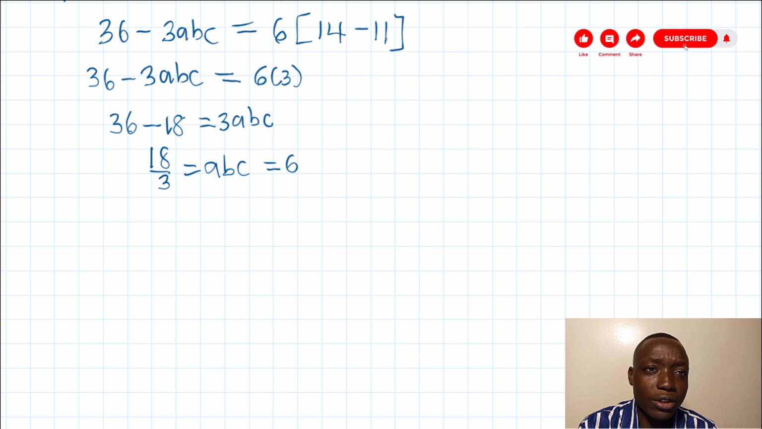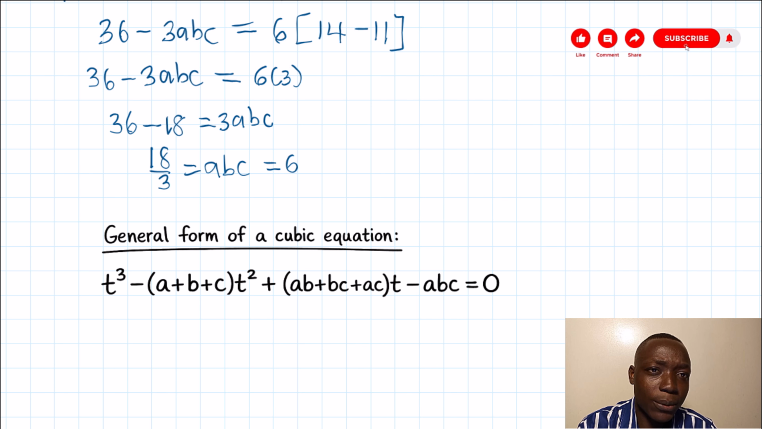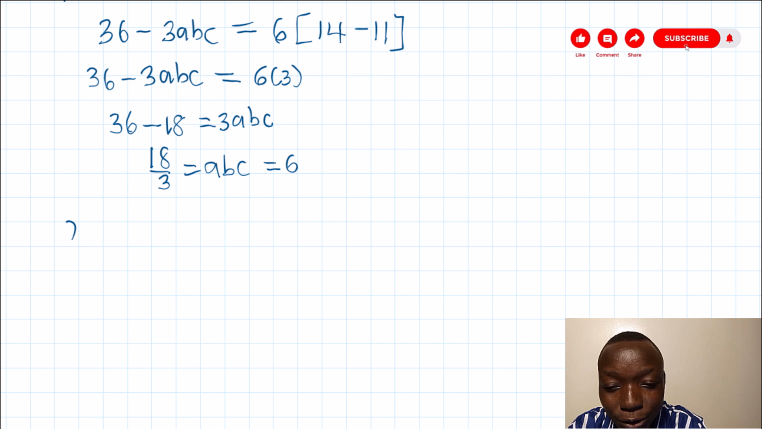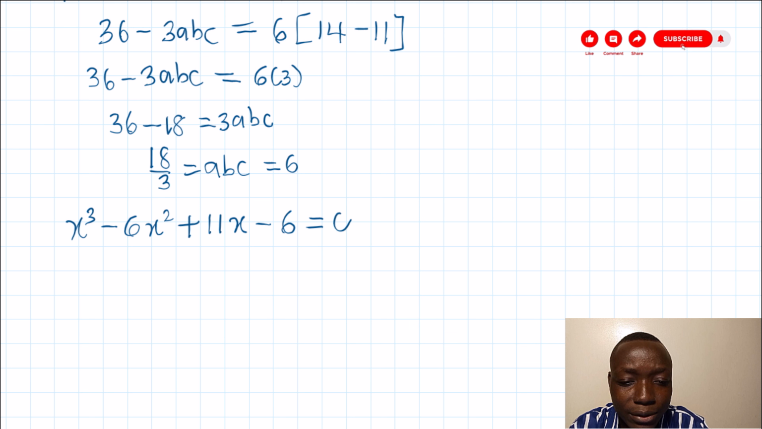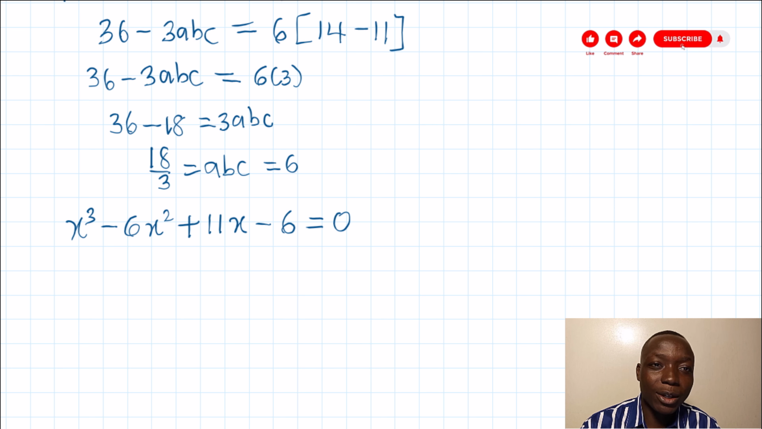The cubic equation is generally written as this. So I'll just be substituting the sum of roots, the sum of the product of roots two at a time, and the product of roots. That way we're going to have x cubed minus 6x squared plus 11x minus 6 equals 0. So this is our cubic equation.